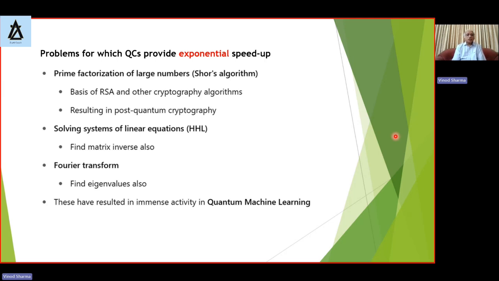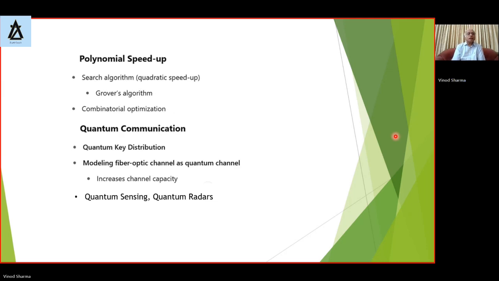These very important speed ups that you obtain in quantum computers have resulted in immense activity in quantum machine learning. Machine learning, as we know, is very important today. AI and machine learning are the buzzwords being used everywhere. If you use quantum computers, we can speed up the algorithms in these important applications as well.